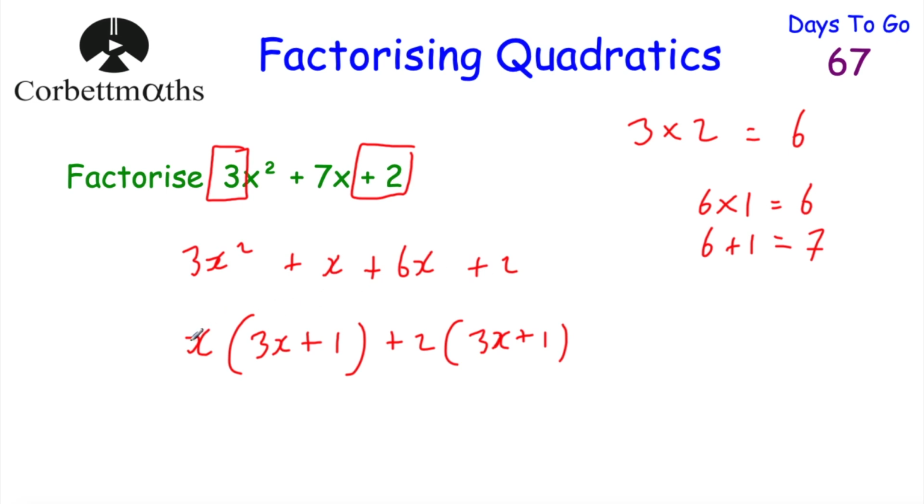So here we've got x lots of this bracket, we've got 2 lots of this bracket, so altogether that'll be x plus 2 lots of that bracket. And that's it. So we'd have x plus 2 lots of 3x plus 1. As you can see, we have factorized 3x squared plus 7x plus 2, and we've got x plus 2, and then in brackets 3x plus 1. And that's the same as what we got using the other technique.